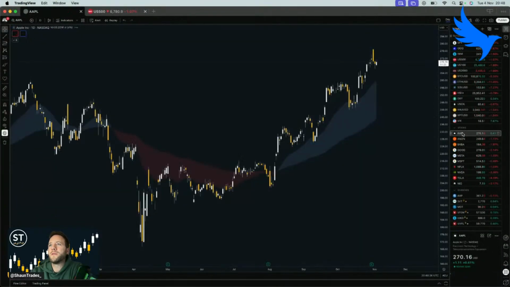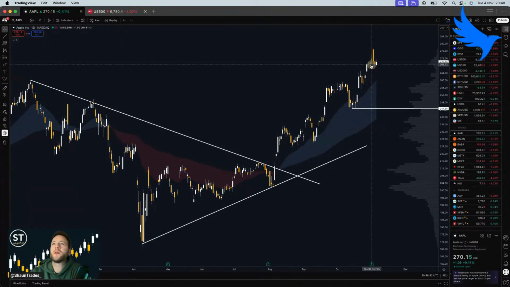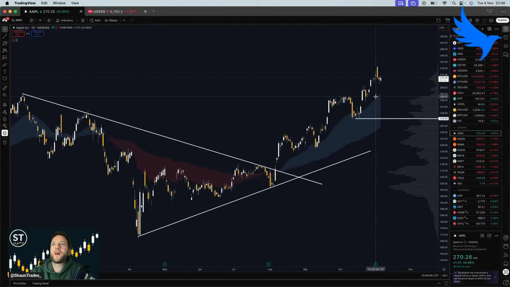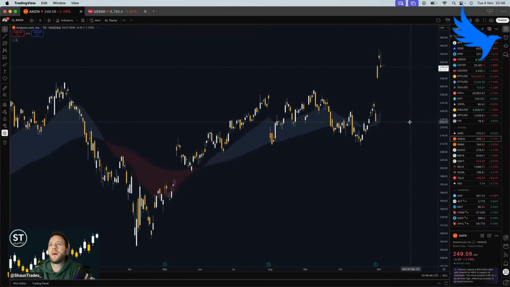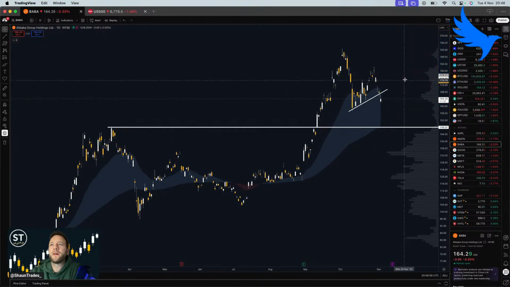Let's go to Apple. Not too sure what those dots are there for. Yeah, way above the cloud. Amazon way above the cloud because of their earnings the other day. Barber's just kind of coming into the cloud. I'm not actually in that trade. That was an idea. Good job I didn't take that idea.